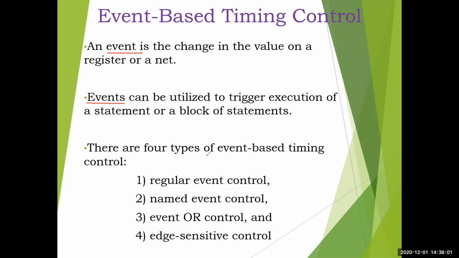So there are four types of event based timing controls, four subtypes. One by one we'll see these. Same as the first one, regular delay control, we have regular event control. Then these are new things: named event control, then event or control, and finally edge sensitive control. Each of these we will define and exercise with examples, to see how exactly they work. This will give you a clear picture about behavioral modeling statements.